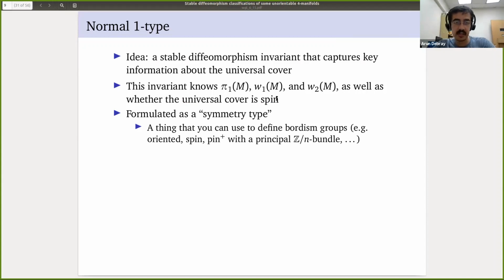So this invariant's a little bit weird. It's formulated as a symmetry type. It's the data you need to define bordism groups. So for example, one symmetry type is oriented. Another symmetry type is pin plus with a principal Z3 bundle.